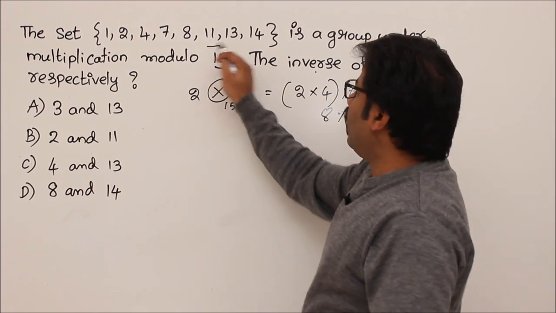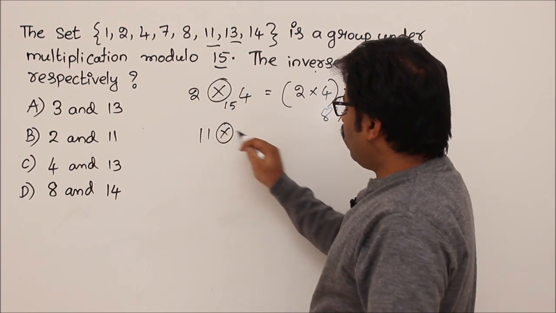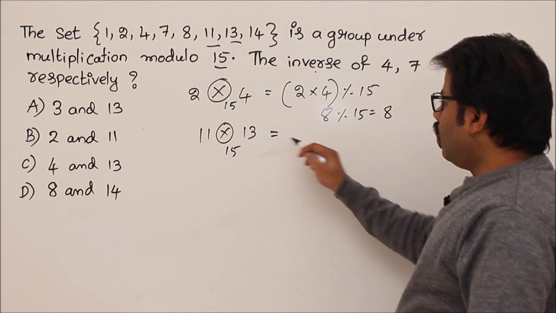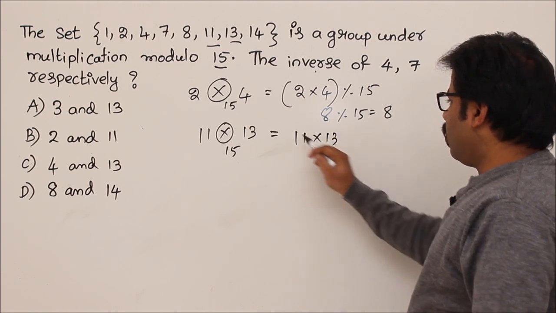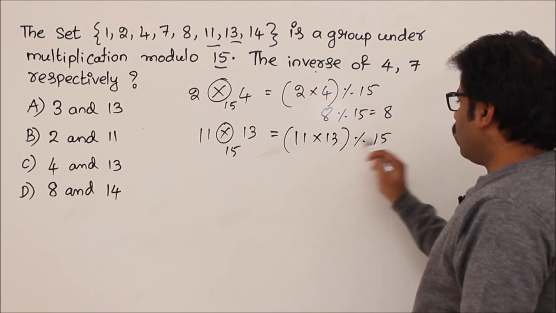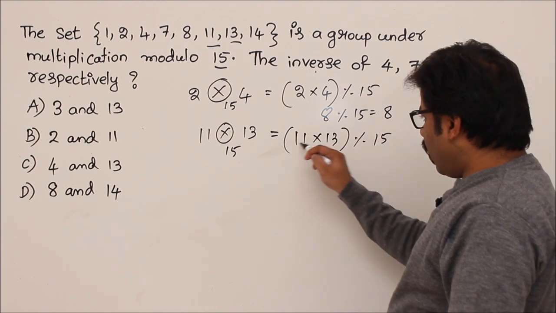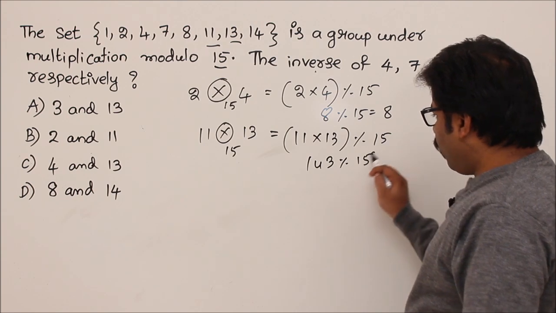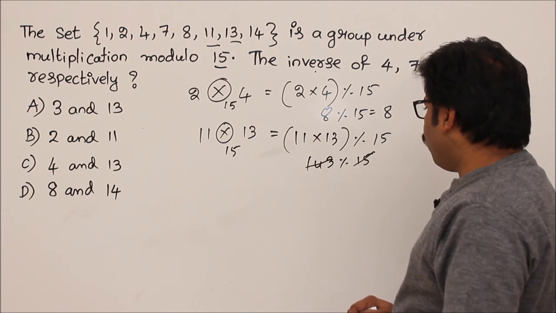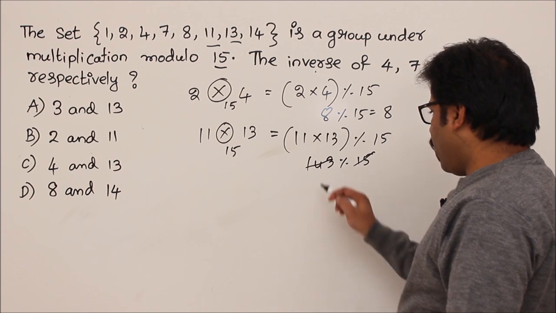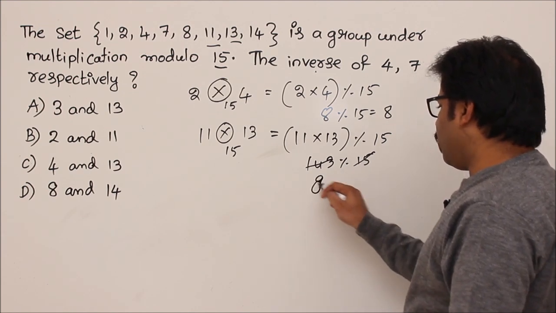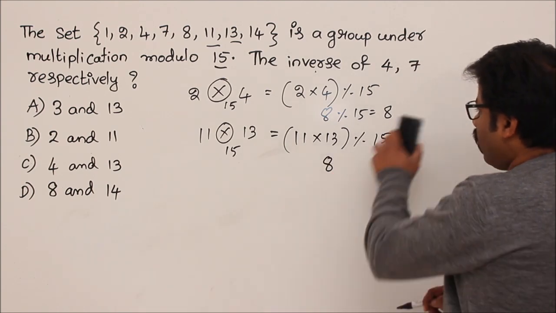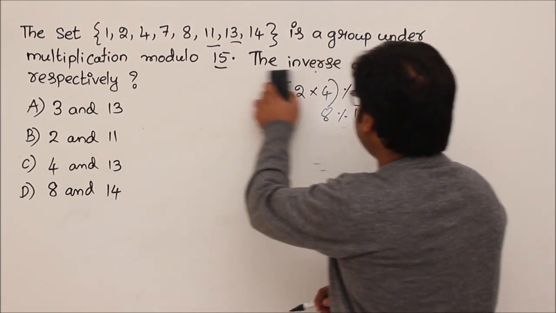Example, you have 11 and 13. 11 star 13, where star is multiplication modulo 15. So first 11 into 13 percent 15. 11 times 13 is 130 plus 13, 143. 143 percent 15. 15 times 8 is 120, 15 times 9 is 135, right? Then the remainder is 8. So here 8 is the remainder. That's the answer. Now you understood how that operator works.